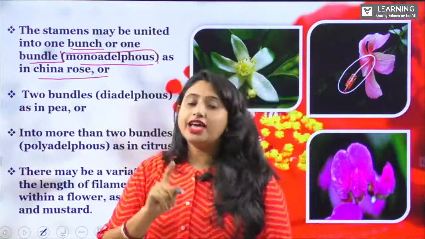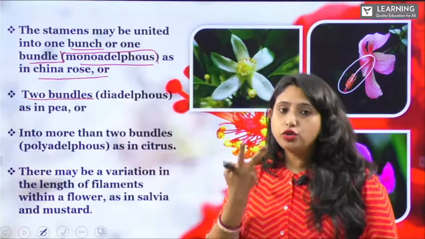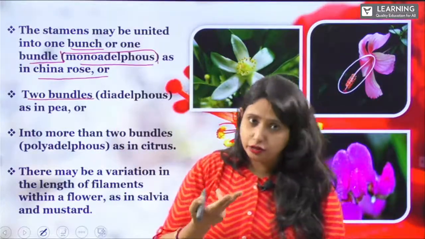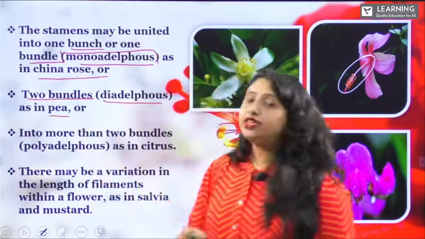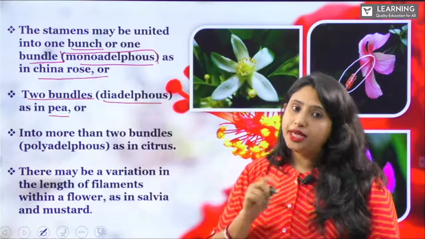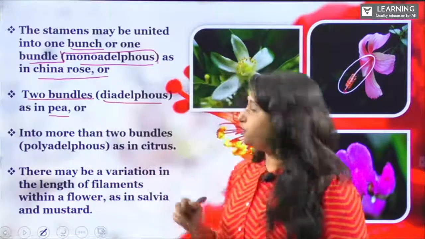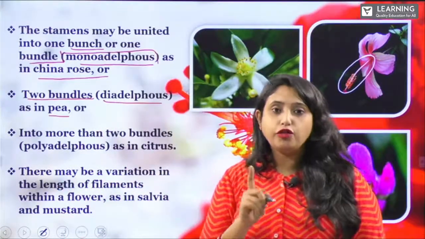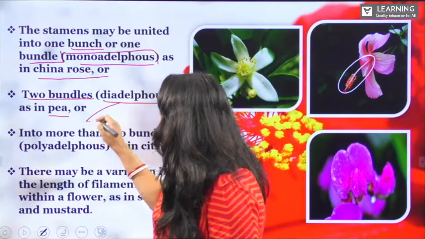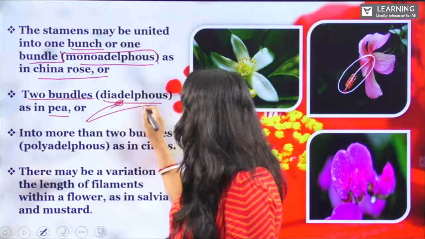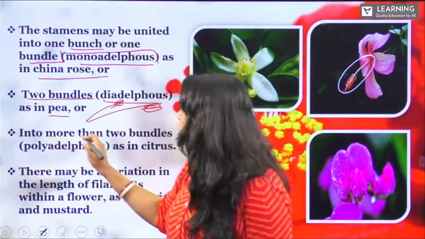Now the next one: when the stamens are arranged in two bundles, we call it diadelphous. Di means two. You see this in the pea flower. The pea flower has 5 petals, isn't it? So here it will be like this. The stamens will be arranged in 2 bundles. Okay, so diadelphous.